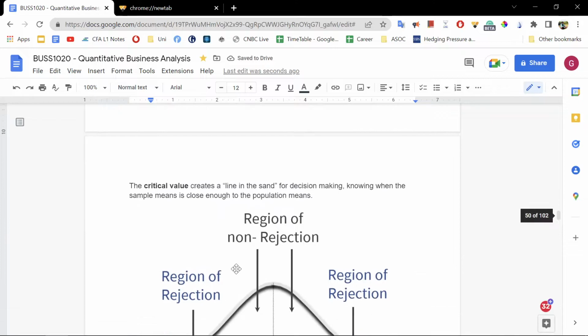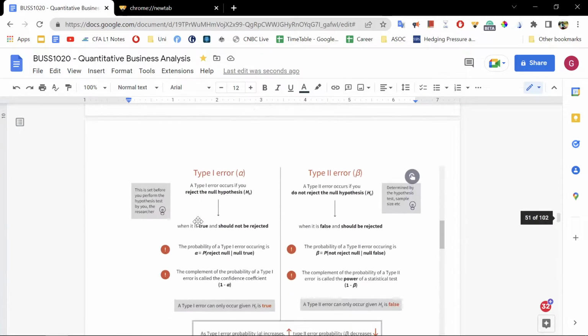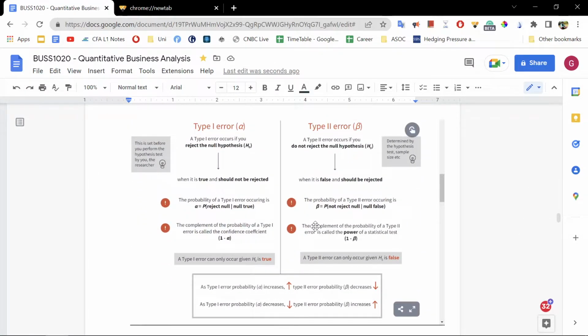All right, let's talk a little bit about type 1 and type 2 error. So type 1 error occurs if you reject the null hypothesis, however, the null hypothesis is true. These errors will occur for a variety of reasons. For example, a type 1 error could occur because your sample is not an accurate representation of your population. So type 1 error is when you reject the null hypothesis when the null hypothesis is actually true.